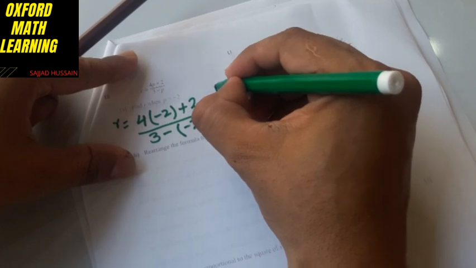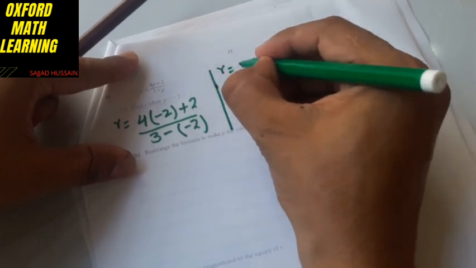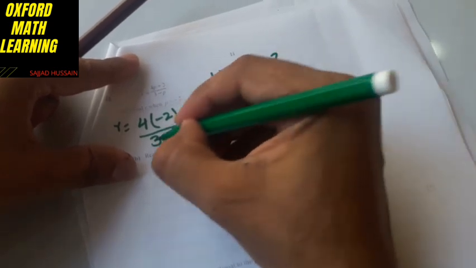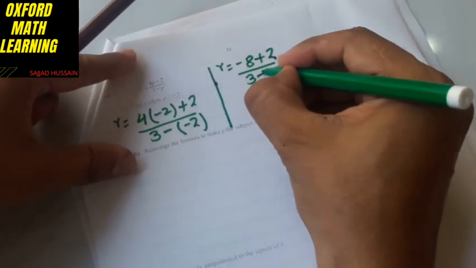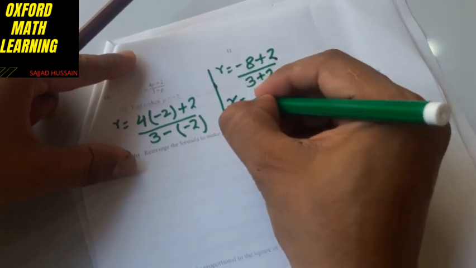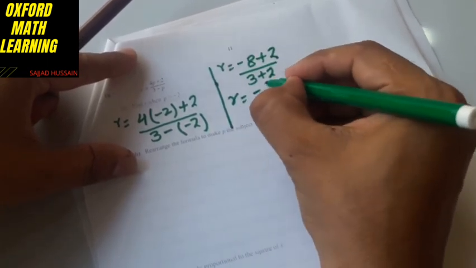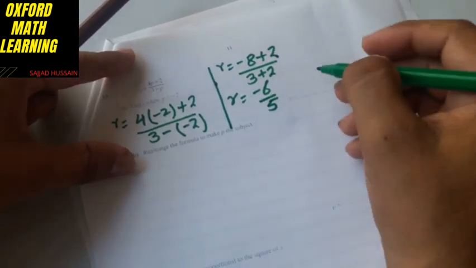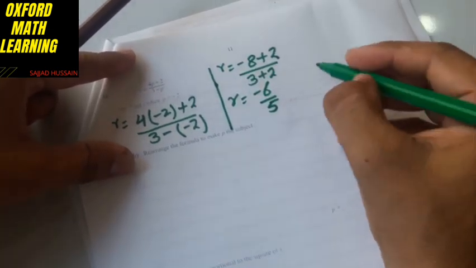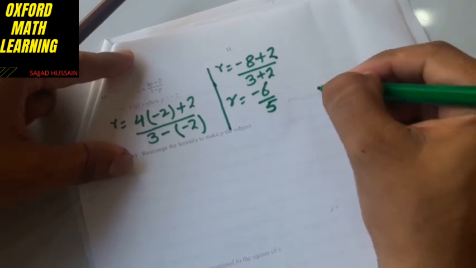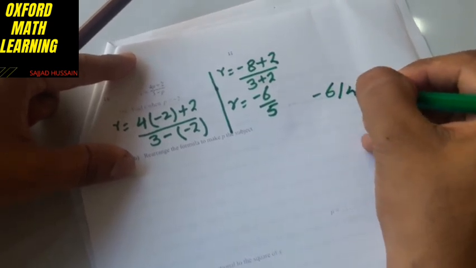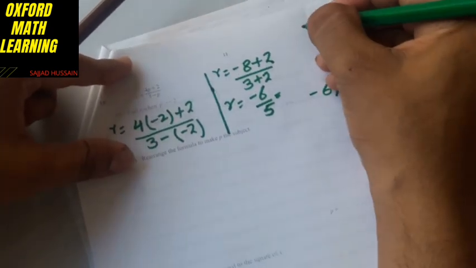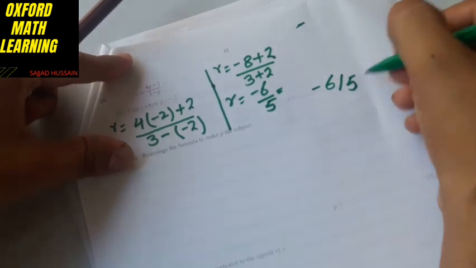R is equal to minus 8 plus 2 over 3 minus minus plus 2. So R is minus 8 plus 2, which is minus 6, over 3 plus 2, which is 5. We can't simplify it further, or we can change it into a decimal, but you can leave it in this form. The answer is right, but you can also write it as a mixed fraction.